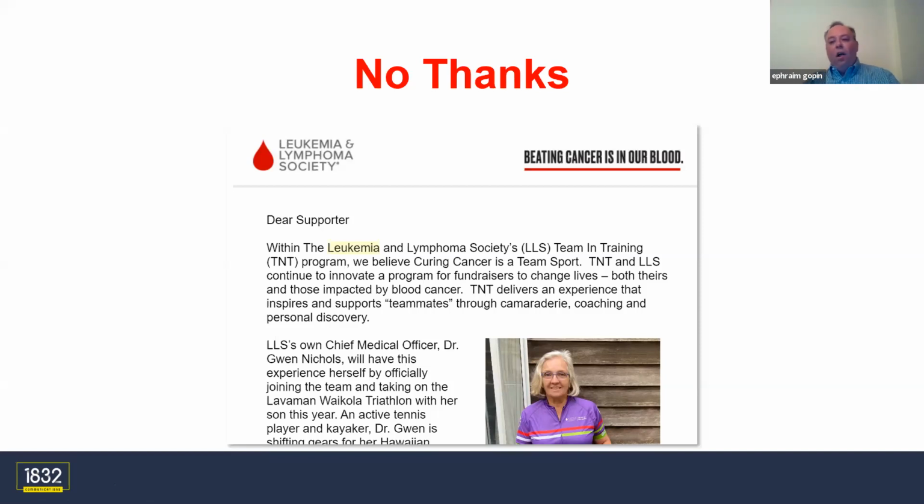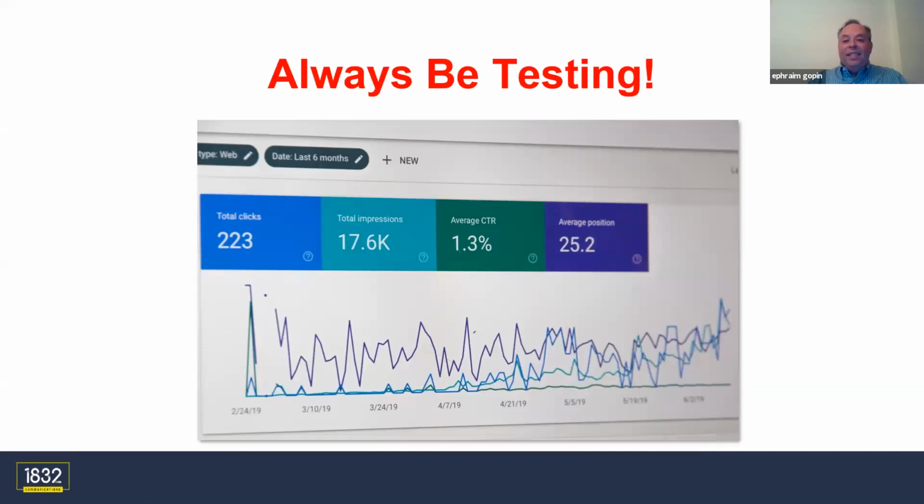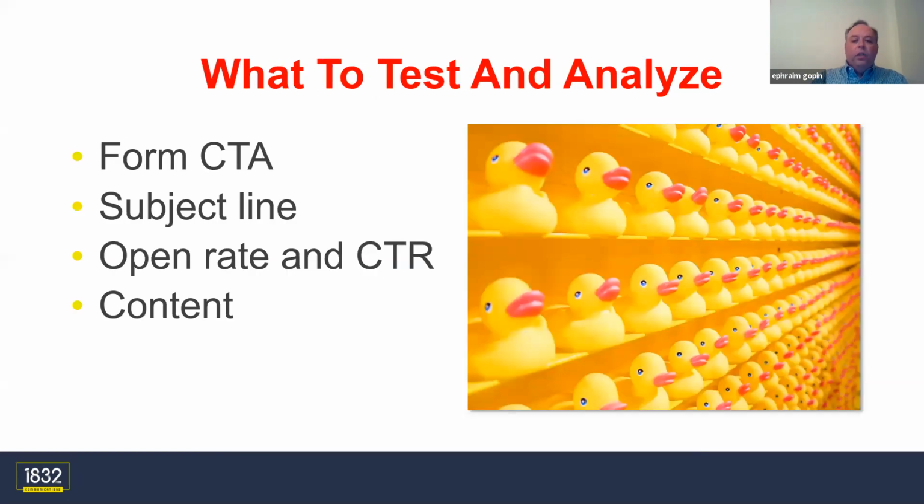So now that we've seen all this, one of my favorite things is testing. Always be testing, always be looking at the data. You've got plenty of data available to you in whatever CRM or platform you're using to send out your email. You've got Google Analytics, you've got the data. So the question is, what should you be testing in your email marketing? You want to look at the form on your website, the call to action. If you have lots of traffic but very few people signing up, maybe change your call to action.